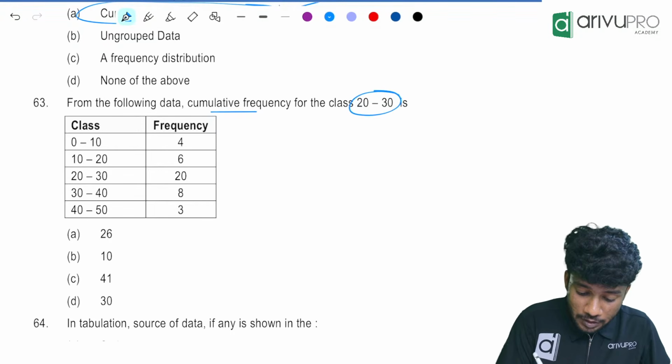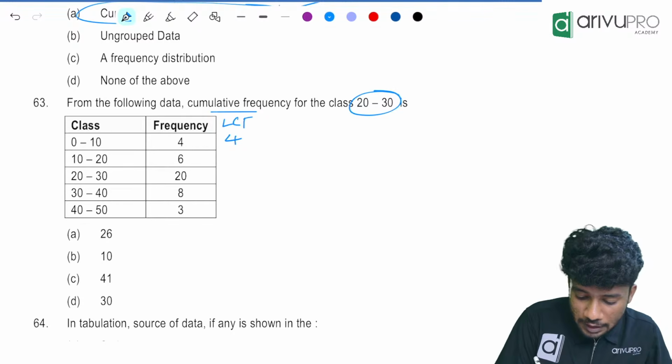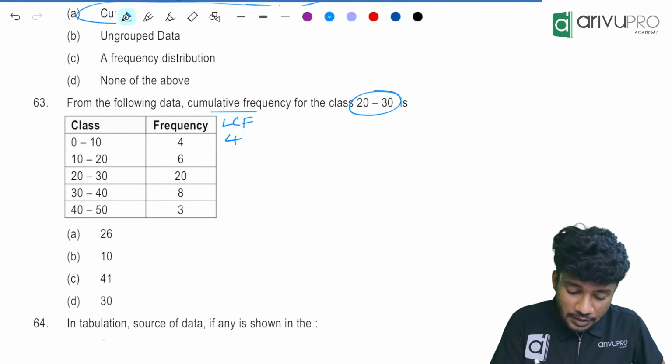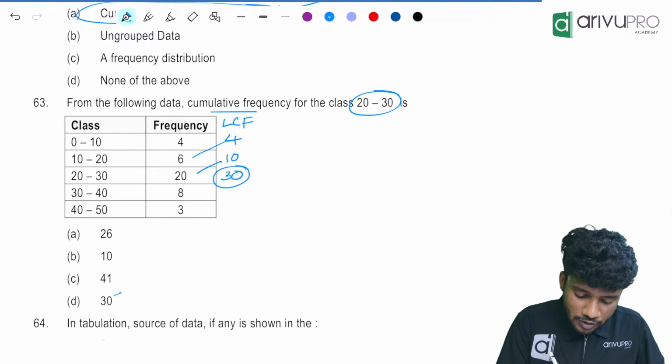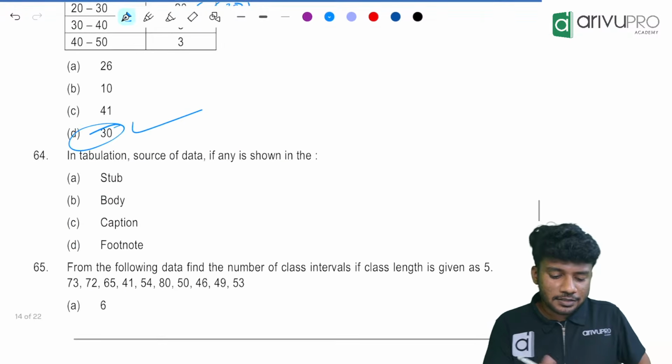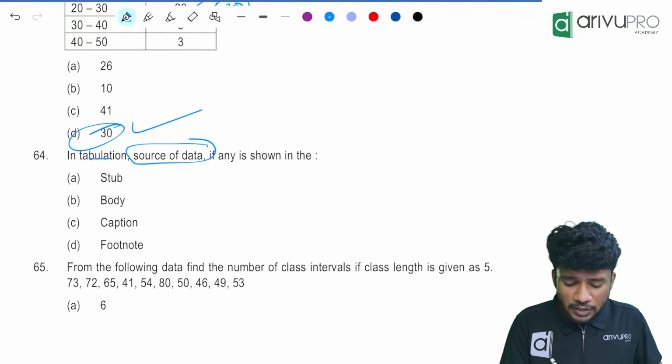Then the following, cumulative frequency of the class 20 to 30. How to find 20 to 30? First one, lower class, less than cumulative frequency, 4. Then 4 plus 6 is how much? 10. 10 plus 20 is how much? 30. Looking at that, which option is the answer? 30 is the answer. Tabulation. The source of the data is where?